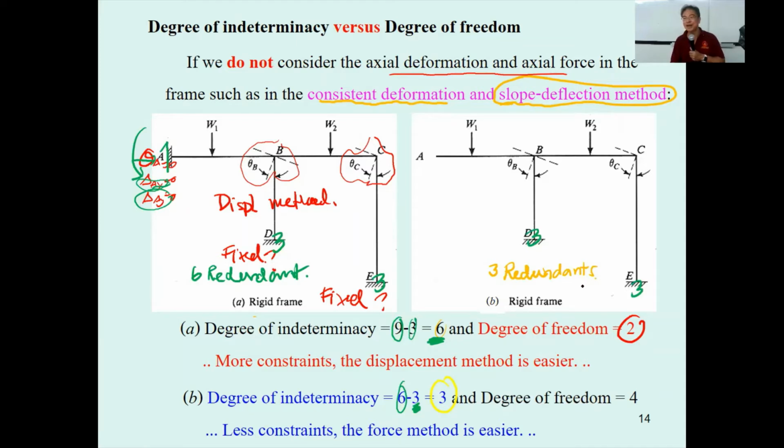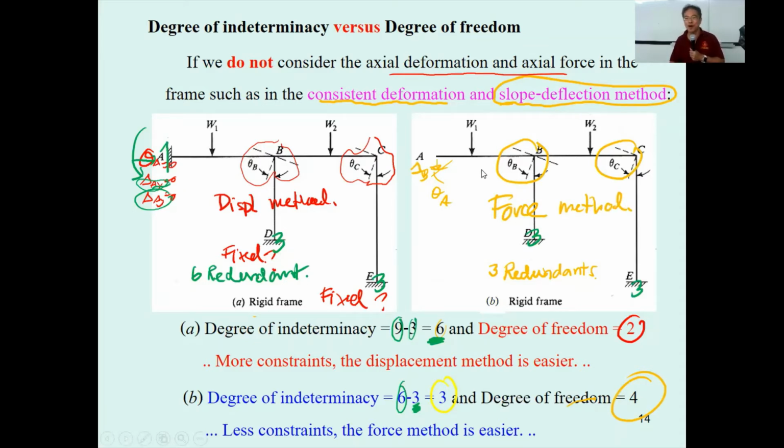And how about the degree of freedom? You still have theta sub b and theta sub c. Since this one has no axial deformation, you will have the delta sub b here. And you may have the slope theta sub a here. So it's going to have 4. By doing this, for sure, the force method is going to be good for this kind of problem.